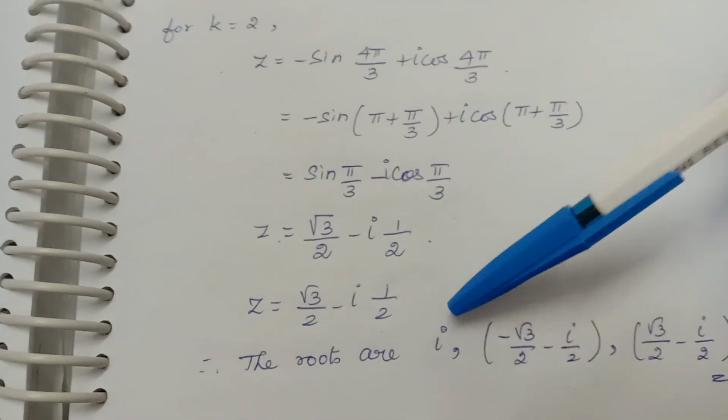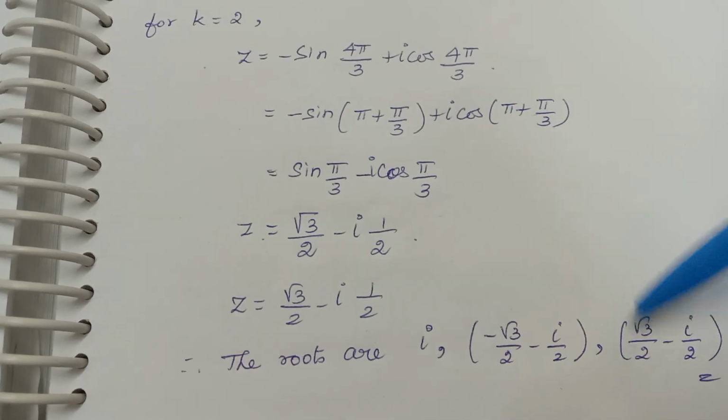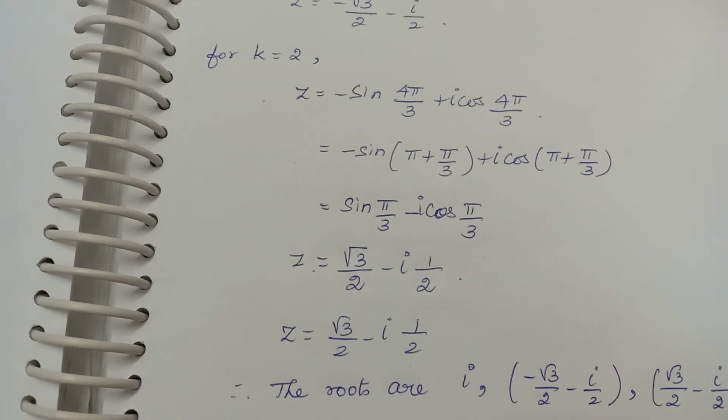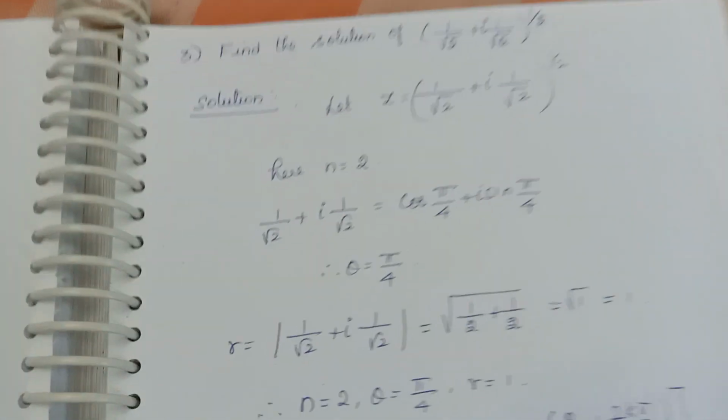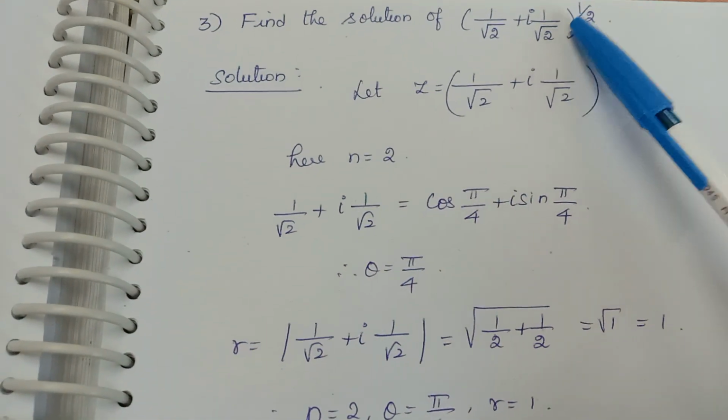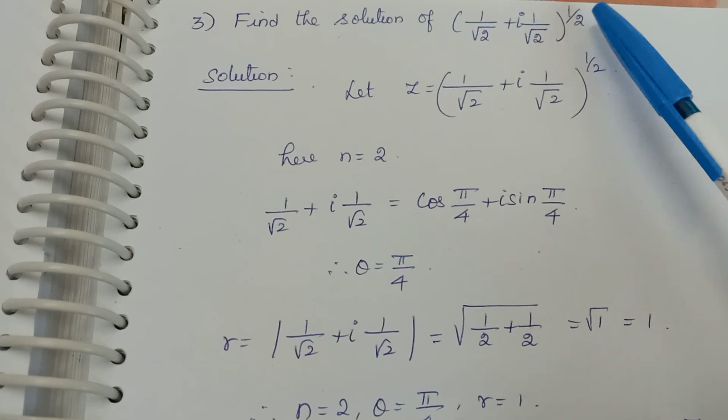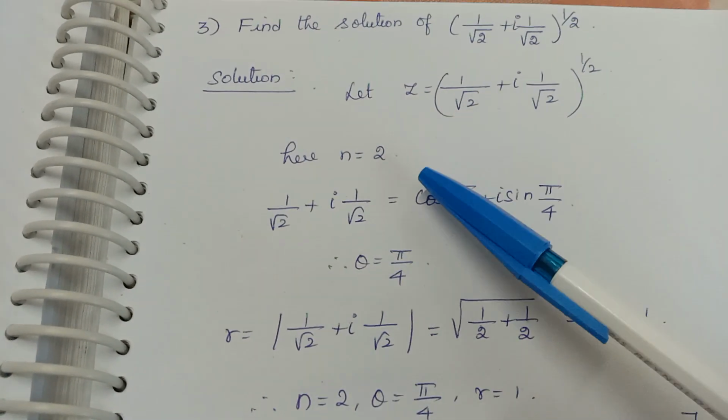So the roots are i, minus root 3 by 2 minus i by 2, comma root 3 by 2 minus i by 2. Okay. Next one more problem we will see. Find the solution of 1 by root 2 plus i 1 by root 2 to the power half. Okay. So here n equal to 2.